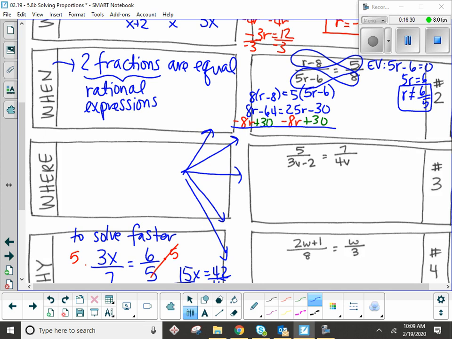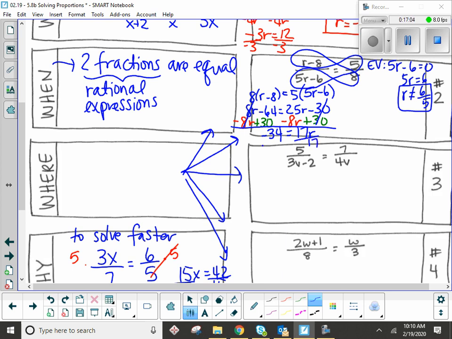And now on the left-hand side, the r's cancel, leaving me negative 34. And on the right-hand side, the 30s cancel, leaving me 17r. I feel like a pirate with all these r's. And then, so now you have your variables on one side, your number on the other. What do you do? Divide. Divide by 17.